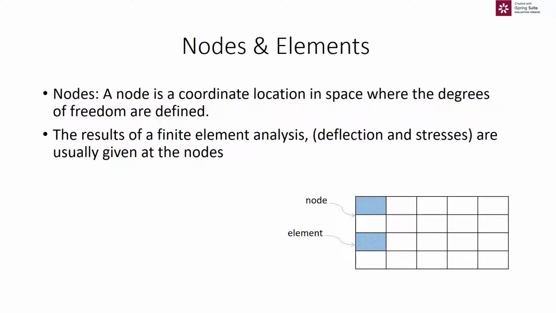So we can just understand the basics of nodes and elements that we are going to frequently use in this model. A node is a coordinate location in space where the degrees of freedom are defined. The results of finite element analysis are usually given at the nodes. So we can see below, this point is called a node, but this whole rectangle is an element with 4 nodes. So this area, this rectangle, is called an element, but each point on this rectangle is called a node.